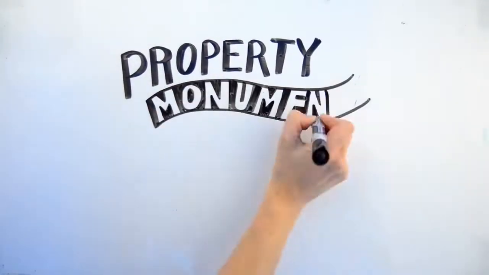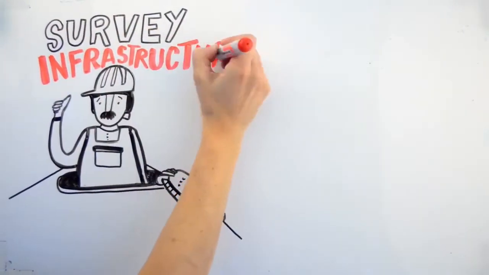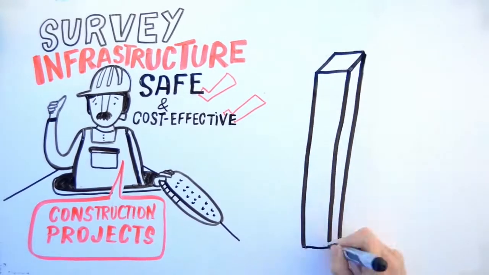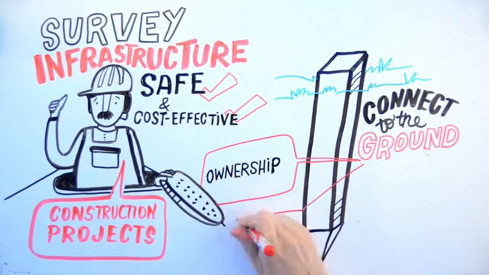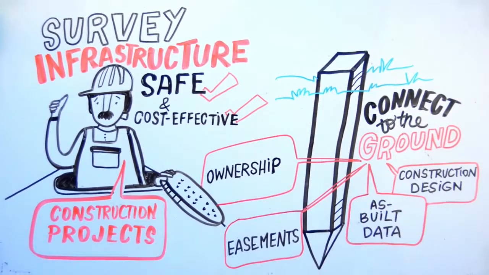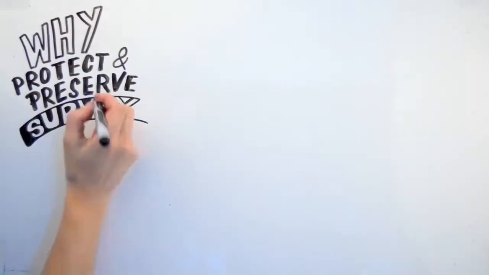Property monuments and control monuments provide the survey infrastructure indispensable to safe and cost-effective construction projects. Stable, long-term property and control monuments physically connect ownership, easements, as-built data, and construction design to the ground. Why protect and preserve survey infrastructure?